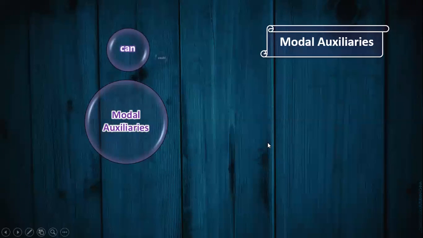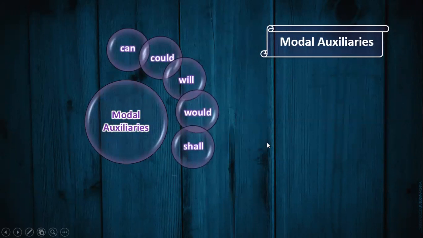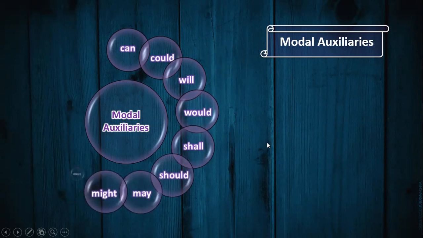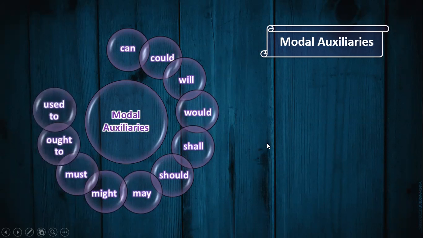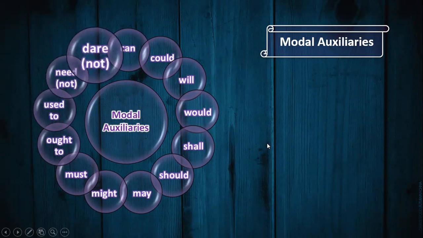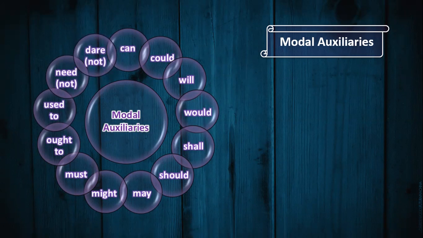Now it's time to stick to the main topic which we were supposed to do, and that is only modal auxiliaries. Here is a list of all the modal auxiliaries. Let's start. Can, could, will, would, shall, should, may, might, must, ought to, need to, used to, need not, and dare not. So in this manner, we have 13 modal auxiliaries that play different roles.